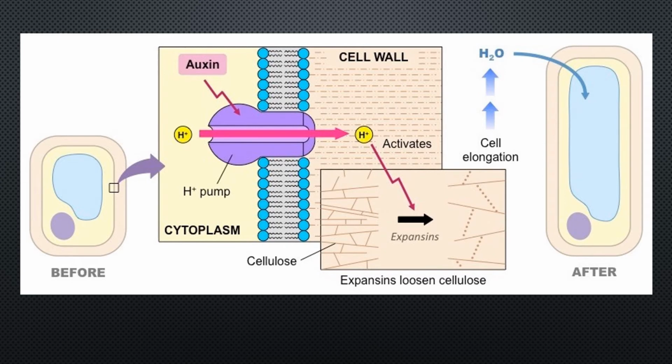So here is maybe a more simplified version of that. Here we have our cell beforehand on the left. You can see it's kind of square and squatty. And so our auxin comes in, stimulates the proton pump as the protons are released into the cell wall. It's going to activate actually proteins called expansins that help to loosen that cellulose. And then water is going to flow into the vacuole, and then we're going to start to rebuild that cell wall. And so after that whole process, our cell is much longer.